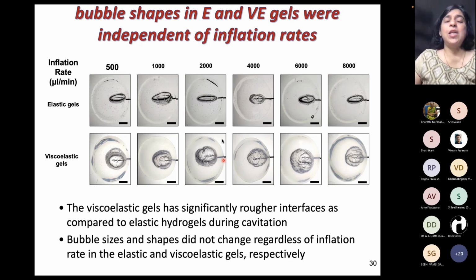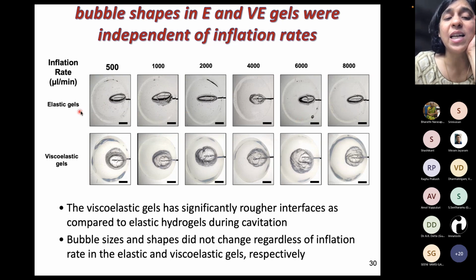So regardless of the inflation, we see some very interesting findings which haven't been shown earlier, that the viscoelastic gels have very rough interfaces as compared to these elastic gels, where we see more or less a very clean interface. Bubble sizes and shapes, interestingly, didn't seem to change as much within the same class of elastic gel or viscoelastic gel, regardless of the inflation pressures. And more or less the size seemed to be similar, and the points at which these have been plotted are one just before the bubble popped inside the hydrogel.